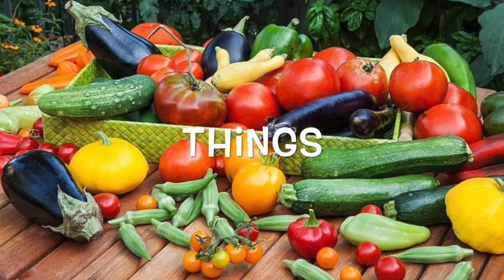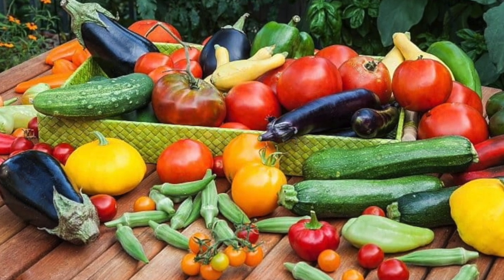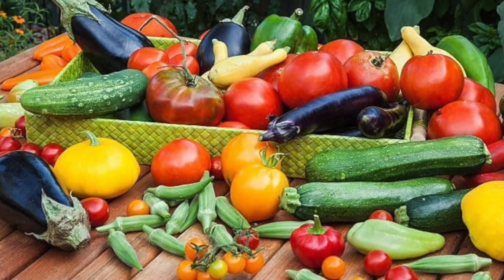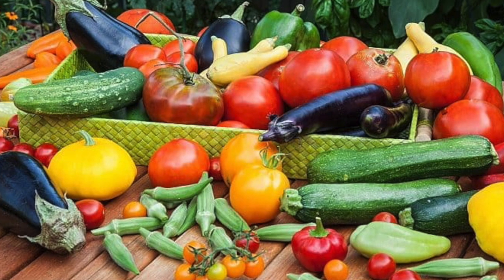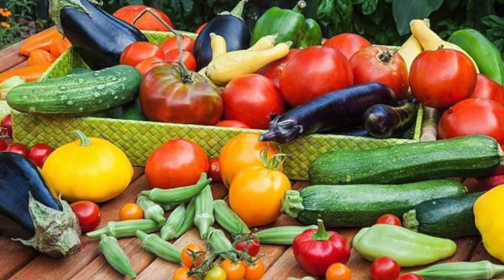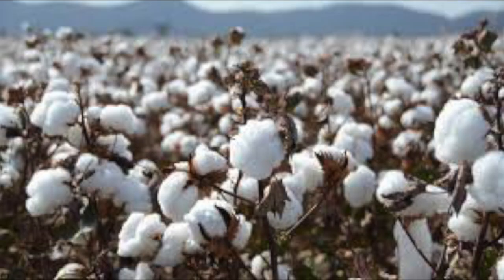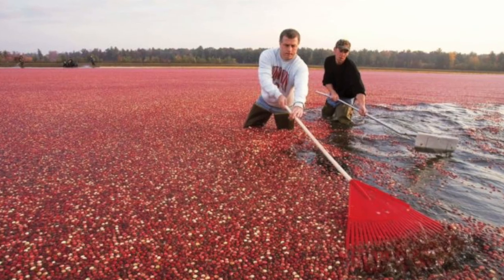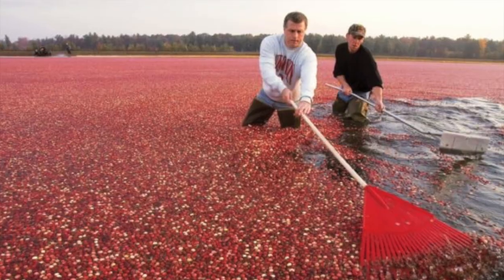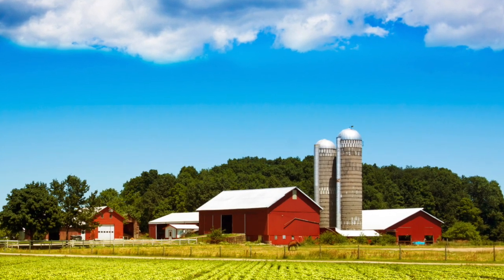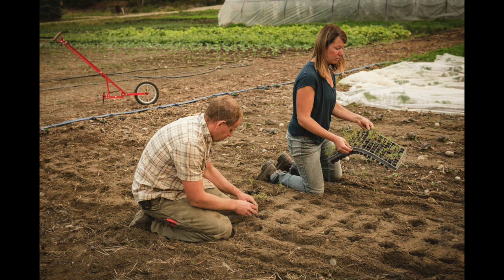Things. Since there are many farms in rural communities, you will probably see a lot of barns and crops growing. Crops are the food that you grow in your garden or buy at the grocery store. Some crops you might see growing are corn, cotton, wheat, tomatoes, and even cranberries. To produce these crops, farmers have to do certain things, like plant them and take care of them.